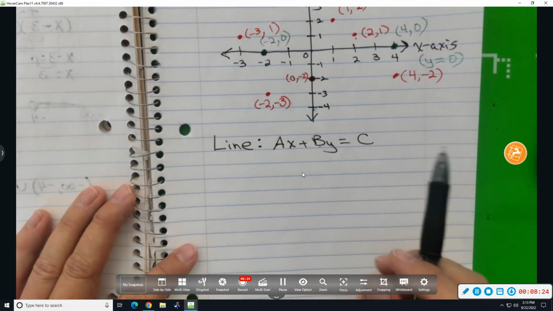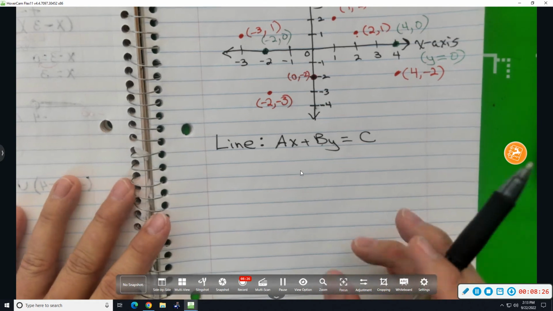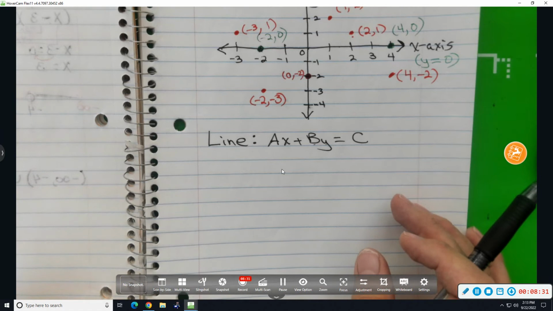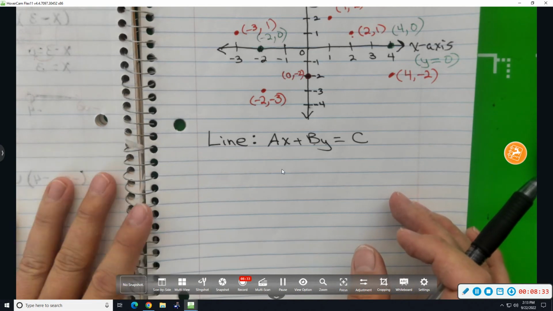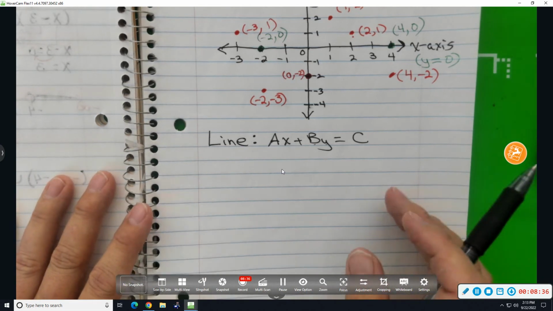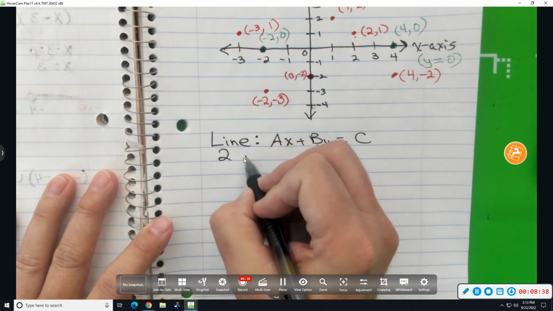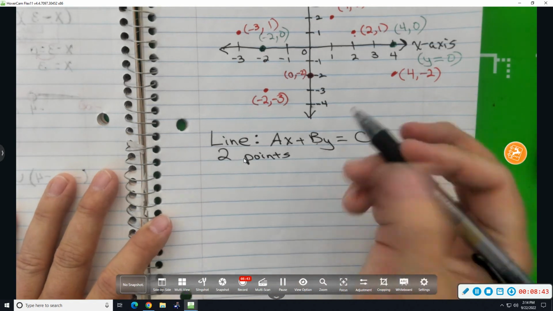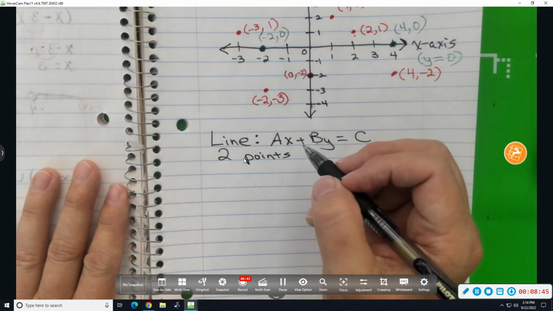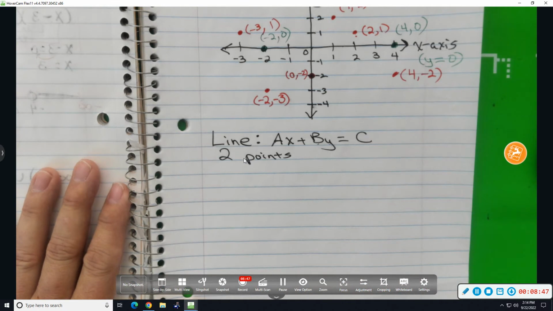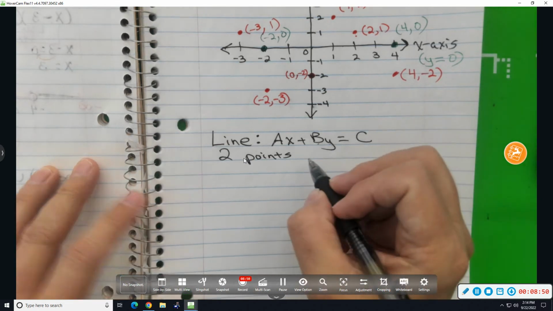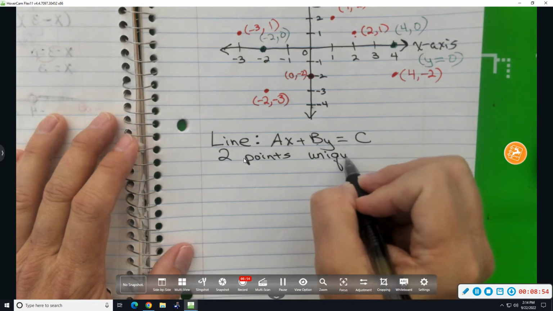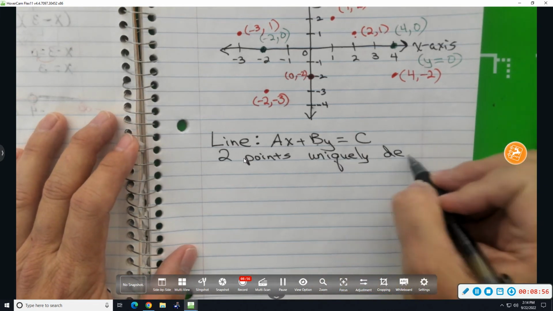line. How many points do we need to draw a line? How many ordered pairs? If you're going to draw a line, what's the minimum number of points you need? 2 points, okay? We'll use 2 points. I know that in high school you may have been told, use 3 just to be safe. But MyLab, if it's a line, they're going to want you to find 2 points and draw the graph. 2 points uniquely determine a line. So you only need 2 points.